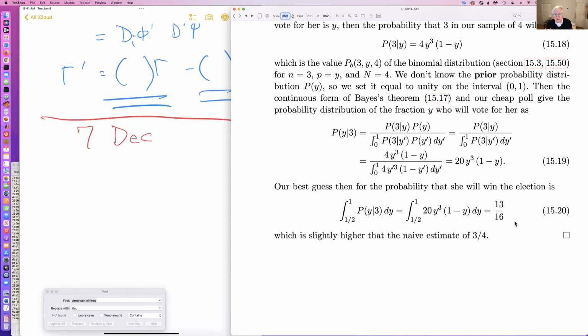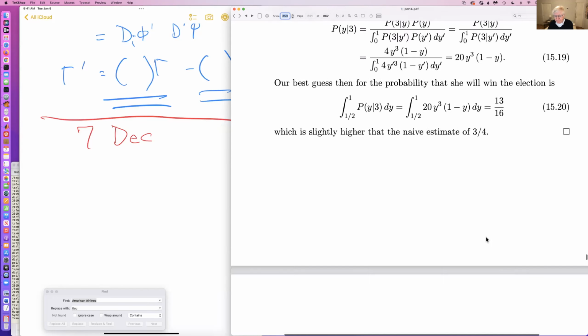Now, of course, naively, you'd say, well, if 3 people out of 4 voted for her, the chances of her being elected are 3 out of 4. I mean, that's plausible, but it's unmotivated and wrong. The correct answer is 13 out of 16, whereas this is 12 out of 16.